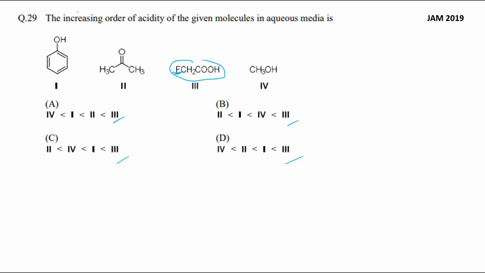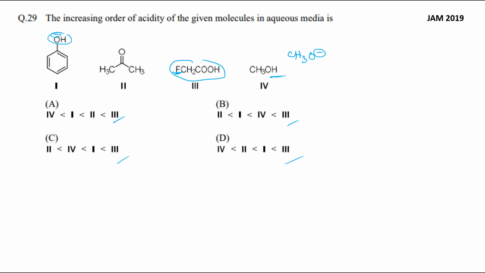The next one is basically this OH group. Because if you look at the other 2 molecules, here also we have an OH group. So you can compare 1 and 4. From 4 you will get CH3O minus, but from phenol you will get PhO minus, and this negative charge is stable because of resonance. So that is why 1 will be more acidic.